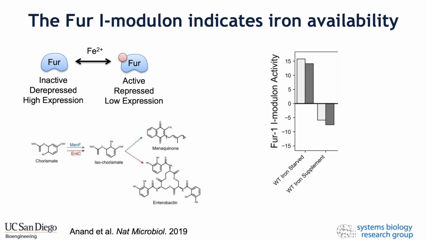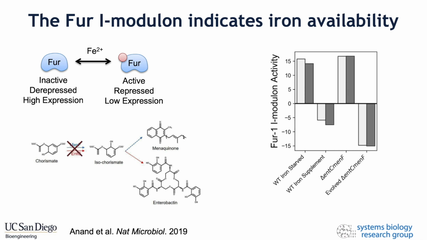In one experiment, we knocked out 2 genes that convert chorismate to isochorismate. Isochorismate is the precursor to both menaquinone and enterobactin. Enterobactin is the main way that E. coli K12 MG1655 uptakes iron from its environment. When we knock this out, we see that this double knockout has iron starvation characteristics in the FUR1 iModulon, meaning that it's unable to uptake iron.